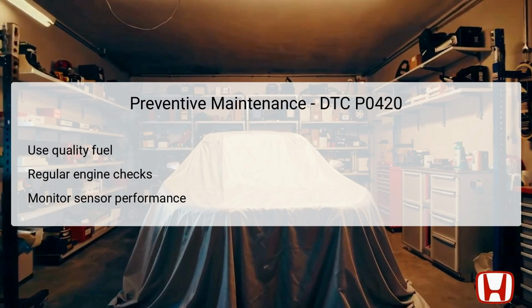This includes monitoring the performance of oxygen sensors, as they play a critical role in determining the efficiency of the catalytic converter. Routine inspections of the entire exhaust system can also illuminate any potential problems that may trigger this DTC. Establishing these preventive measures can help maintain optimal vehicle performance and compliance with environmental standards.